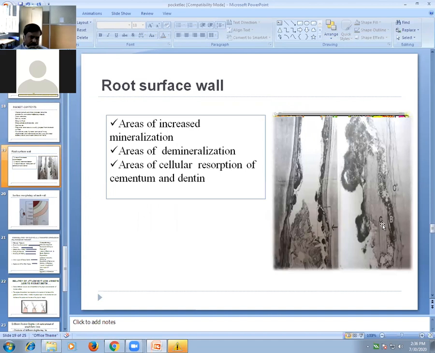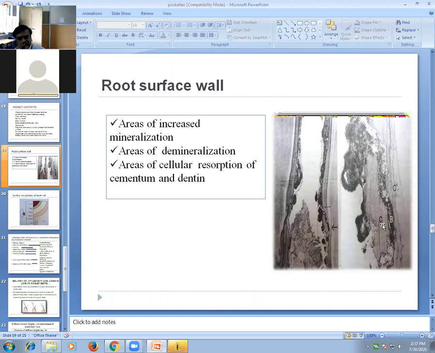What are the changes which occur on the root surface? You know what changes occur on the soft tissue wall of the pocket. Now we'll see what changes occur on the root surface of your tooth. Whenever there is pocket formation, you will see areas of increased mineralization. Because of attachment loss, that root surface is exposed to the oral environment, and your saliva and GCF have mineral content. That mineral content starts depositing on the root surface. Those areas will be presented as areas of increased mineralization.